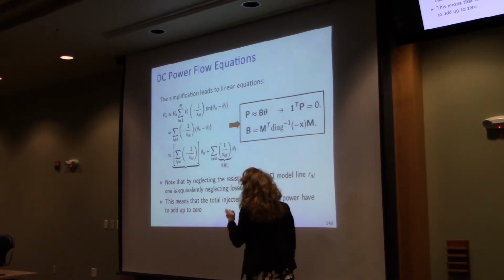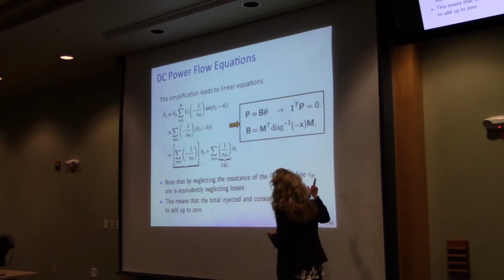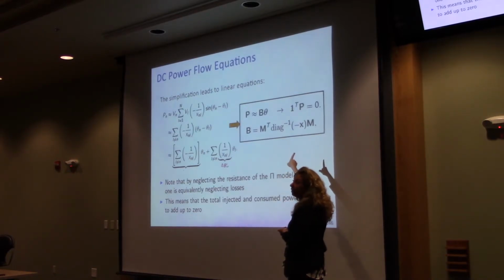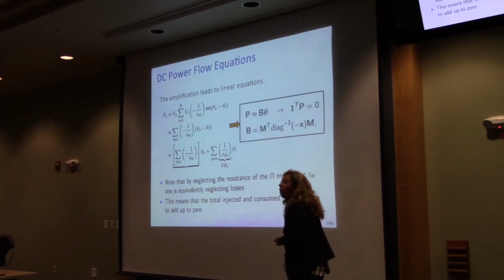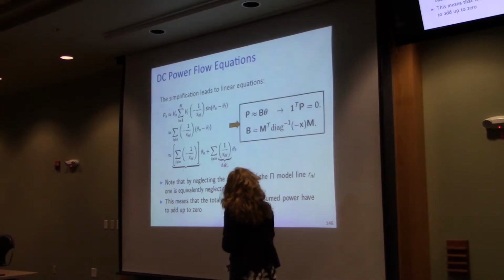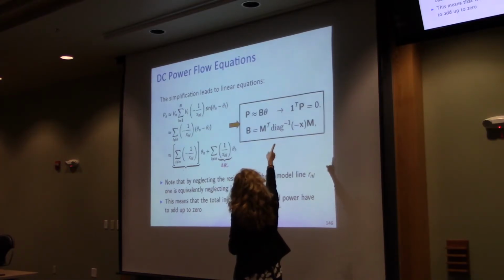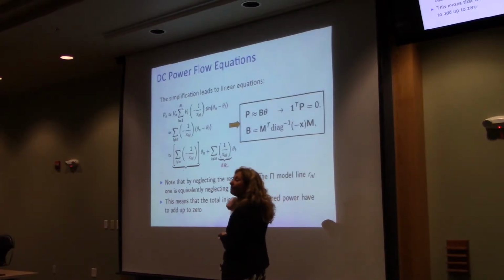Okay? Now to do all of this, you have neglected losses. So you also have neglected what happens from the shunt impedance. And so what happens is that actually this matrix is singular. And it's singular just as the Laplacian of a graph is singular. And the singular vector of this matrix is, in fact, the constant, all-one vector. So therefore, if you multiply from the left B times 1, you get 0, which means 1 transpose p is 0. So what does that mean? If you sum all these powers, you get 0. So that's the balance equation.